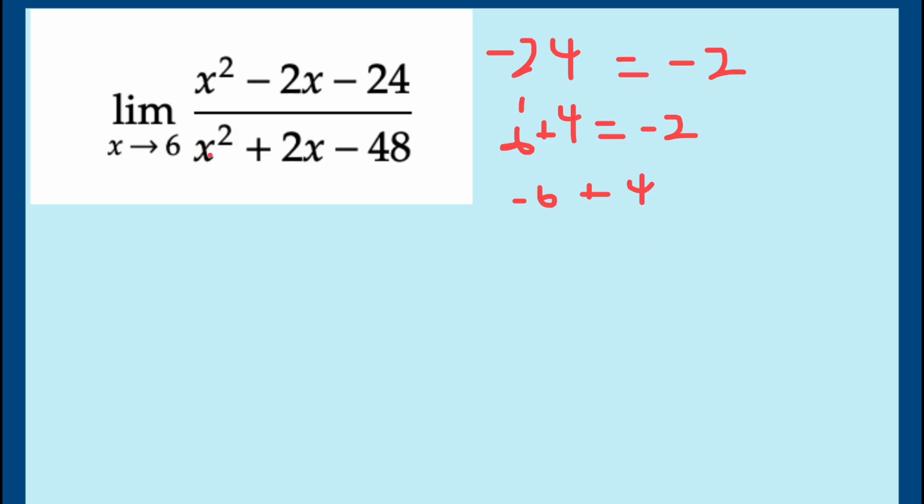Now let's factor the denominator. So I have x squared plus 2x minus 48. So I know that I need two numbers that multiply up to +48, which are going to be 6 and 8. Now I also have to add up to +2. So I can do a -6 plus 8. So I know that -6 plus 8 is equal to +2. So those two are going to be my factors.